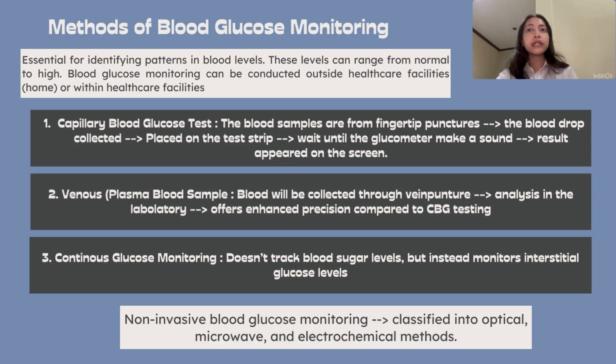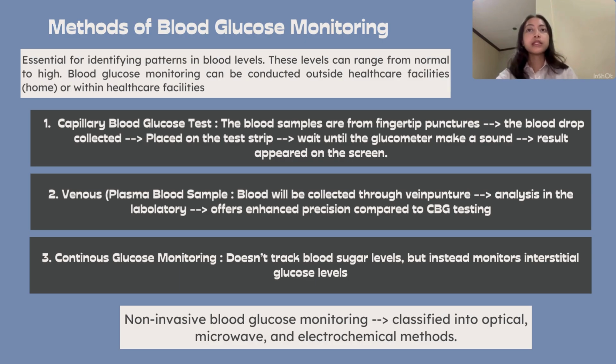The second one is the venous or plasma blood sample. In this test, venous blood will be collected through vein puncture for subsequent analysis in the laboratory, incorporating meticulous quality control measures. This method offers unchanged precision compared to capillary blood glucose testing.